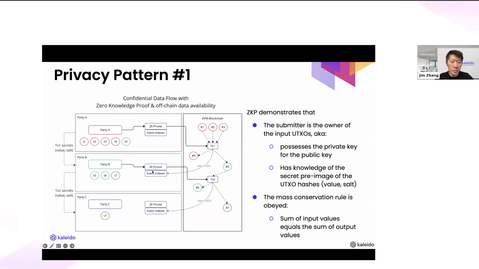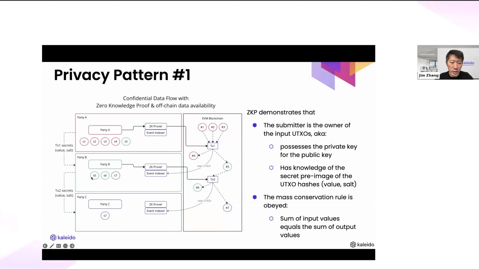So that has to come from a private channel between party A and party B. So A has to send the secrets, which is the value and salt, in the secret channel to B directly. At that point, B has the necessary information and will be able to spend the new UTXO it received from A. Similar for transaction 2 between B and C.